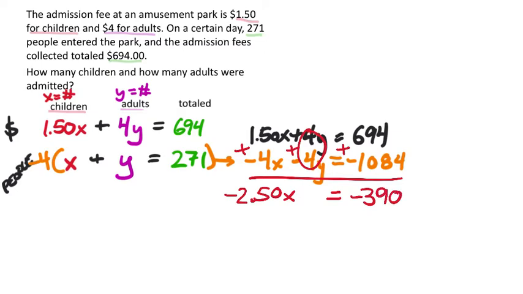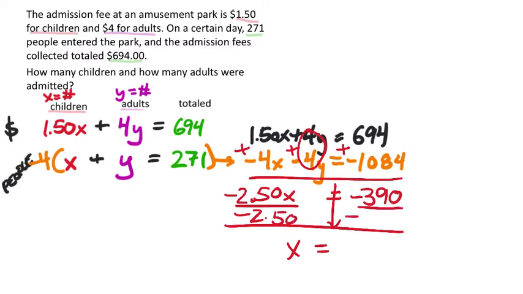And again, I'm just using a calculator for that. Now that I have this new equation in red, I can solve for x pretty easily just by dividing both sides by negative 2.50. Yes, it is a principle of equality, so if you do it to one side, you must do it to the other side as well. And when I do that, I get 156 as my x value.